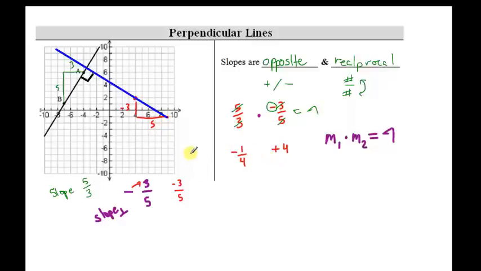All right, so there's your overview of slope. I hope you've learned this before, and this is just review. We'll definitely practice it to prepare us for what comes next.